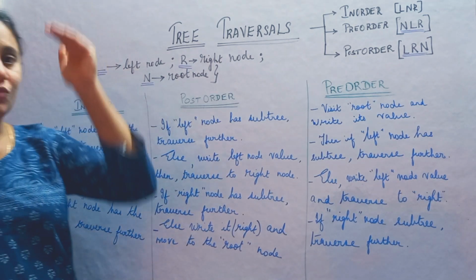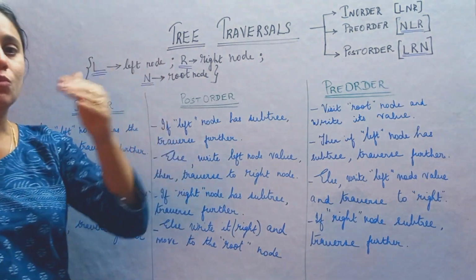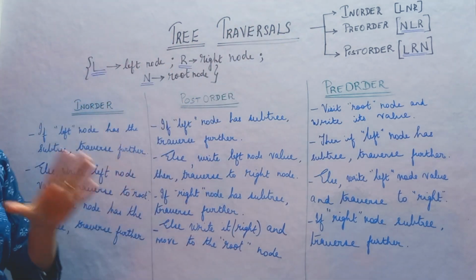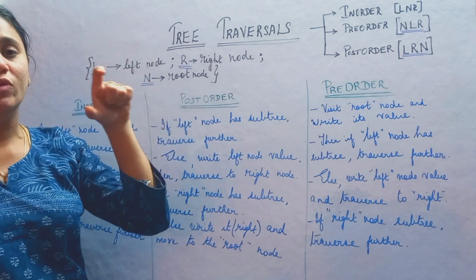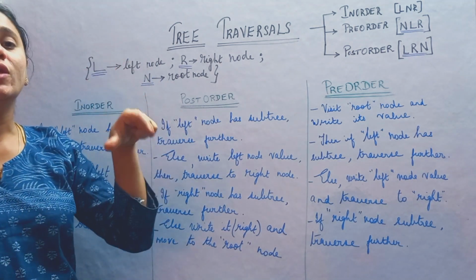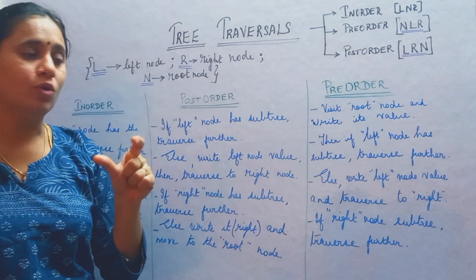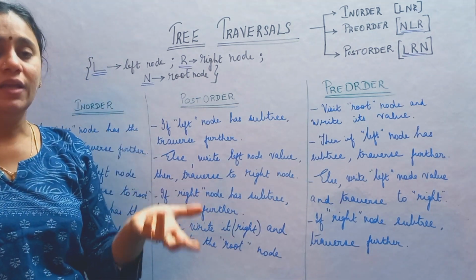For example, if you find a tree, you will have n number of levels. If I use in-order, what I will be doing is, first I will be moving to the left node. After moving to the left node, suppose that node is a child node, I am going to write it, right?